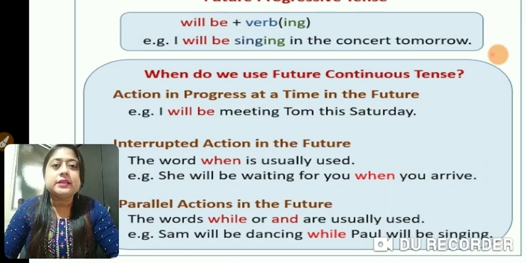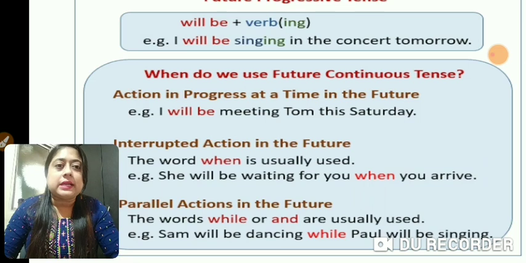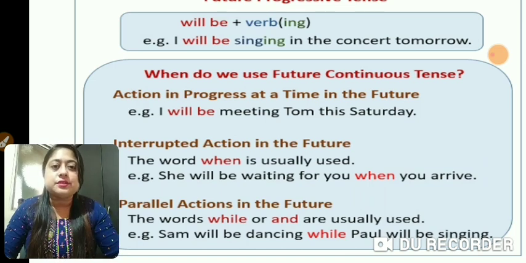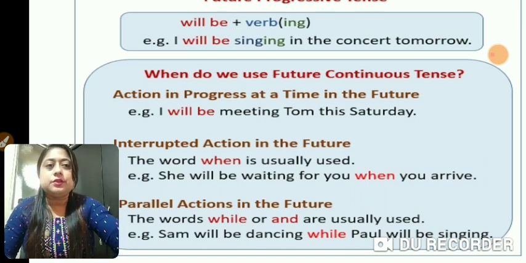And the next one is parallel actions in the future, when two actions are happening in parallel. We use while in these types of sentences. For example, Sam will be dancing while Paul will be singing. So both the actions will be in parallel, they will happen together. But when will it happen? In future. So we use future continuous tense.